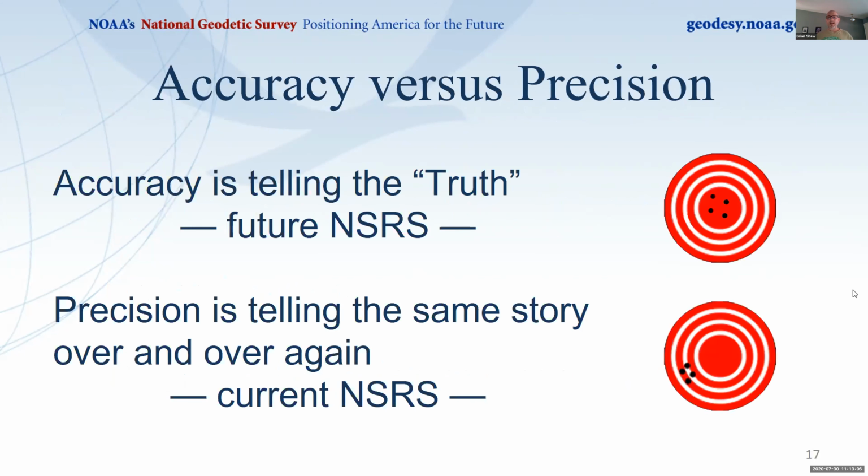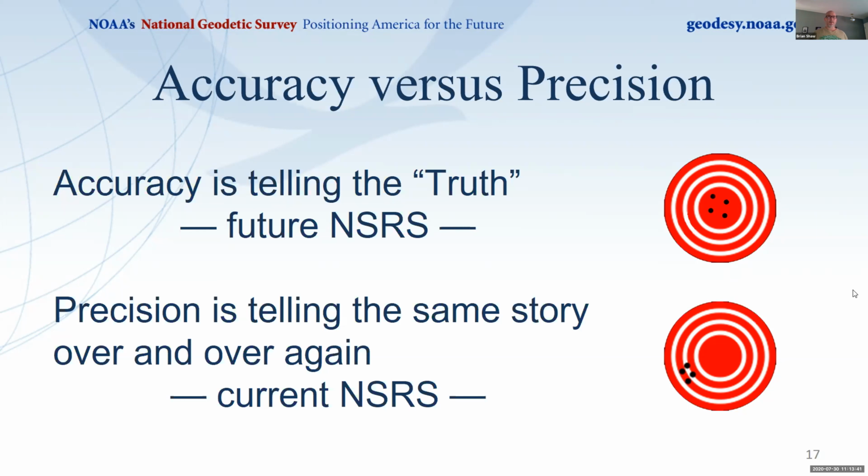And so, what is accuracy versus precision? A good friend of mine, Michael Dennis, had told this, and I've really liked it. Accuracy is telling the truth, telling exactly where something is. And that's what the future National Spatial Reference System is going to be. Precision is telling the same story over and over again. Getting repeated results. Even if you're getting the wrong thing, you can still be precise if you're continuing to get that wrong thing over and over again. And that's often the current NSRS.